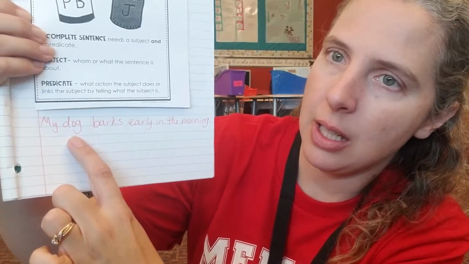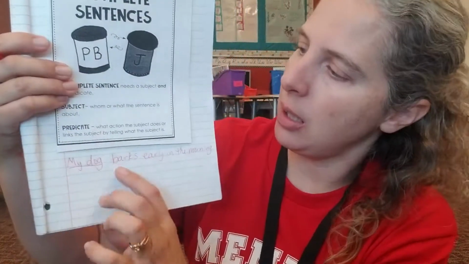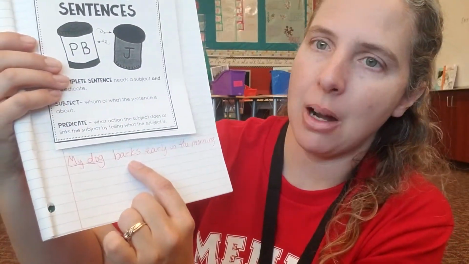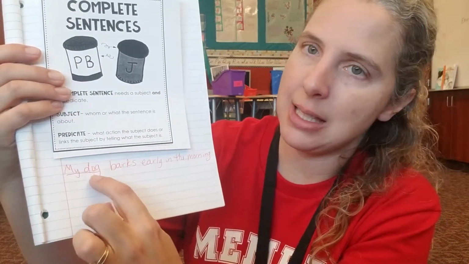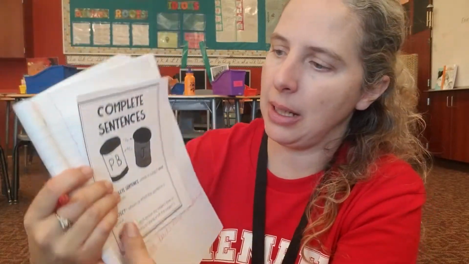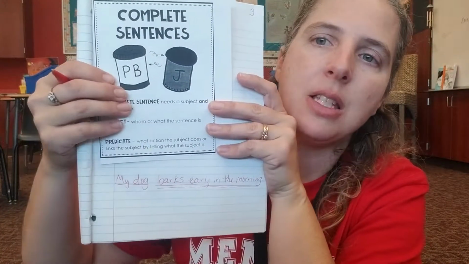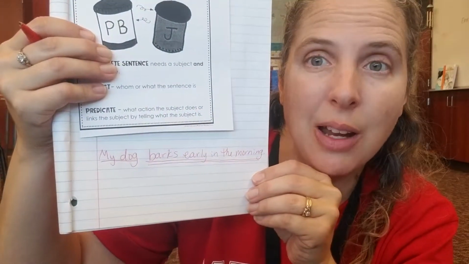My dog is who we're talking about. So I'm going to underline that once. And what my dog does is barks. Now that one word is my verb, but everything after I tell you who or what we're talking about is my predicate. So I'm going to draw 2 lines under that. So you can either pause the video and copy mine, or you can pause the video and write your own.